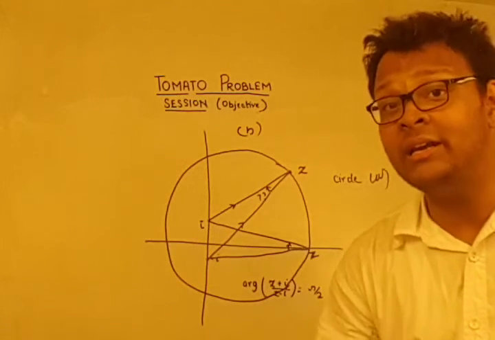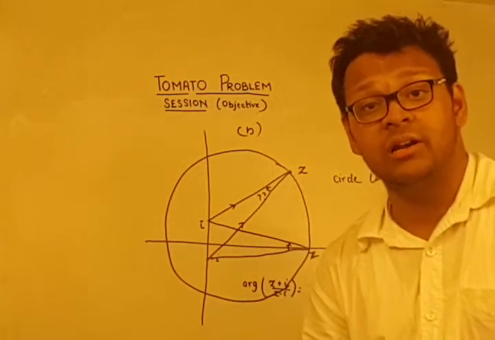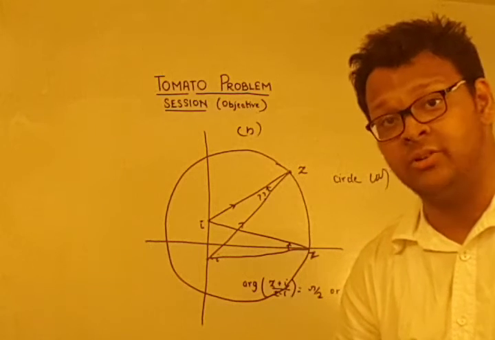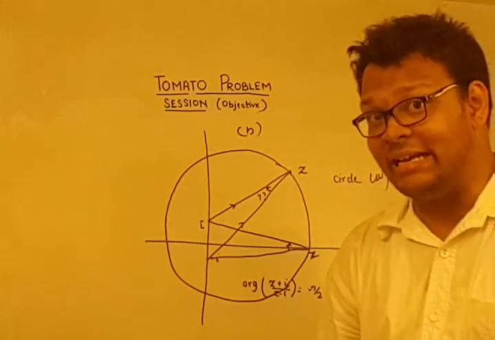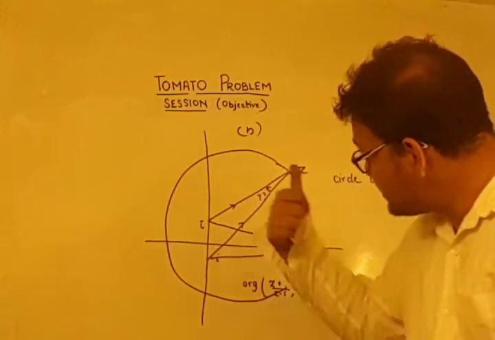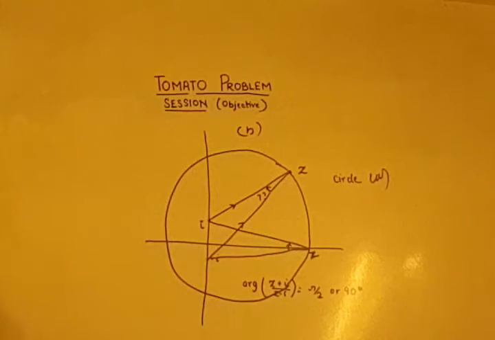And what did I use? I used the old geometry theorem that we used to learn in our junior classes of 9 and 10, or 6 or 7, that the angle in a semicircle is always 90 degrees. And therefore, since this is an angle in a semicircle, z must lie on a circle. Therefore, the answer is circle.